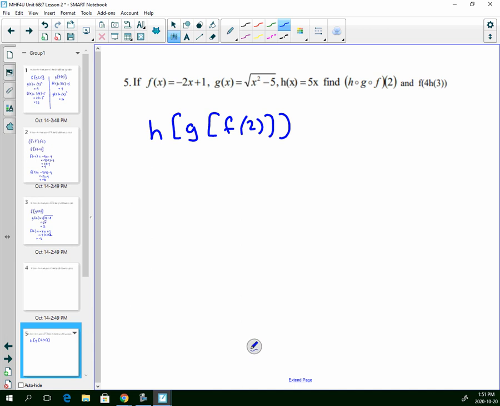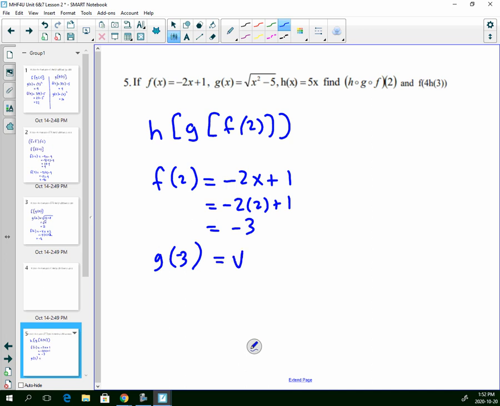So we start with the inside function, which is f. So we're going to do the 2 first. F of x is given as minus 2x plus 1. So we'll sub that in. Then that output becomes the input for the next function, which is g. So we'll do g of negative 3.